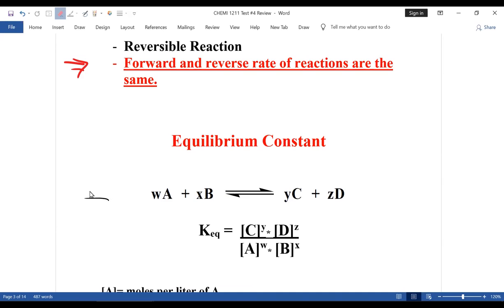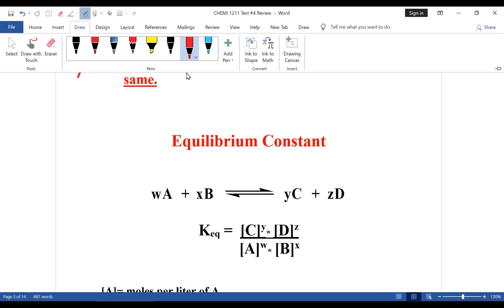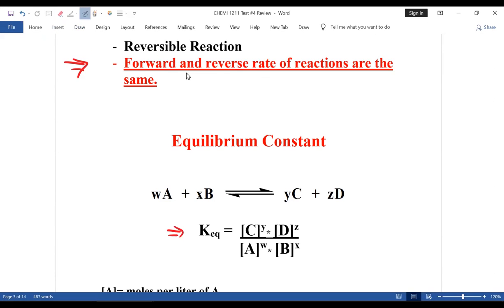is the equilibrium constant. And the equilibrium constant KEQ is the multiplication of the concentration of each product to the power of its coefficient, divided by the reactants' concentration, where the little bracket here means moles per liter, to the power of its coefficient.